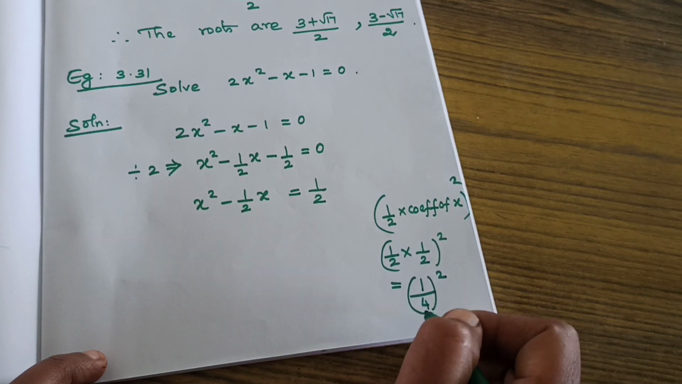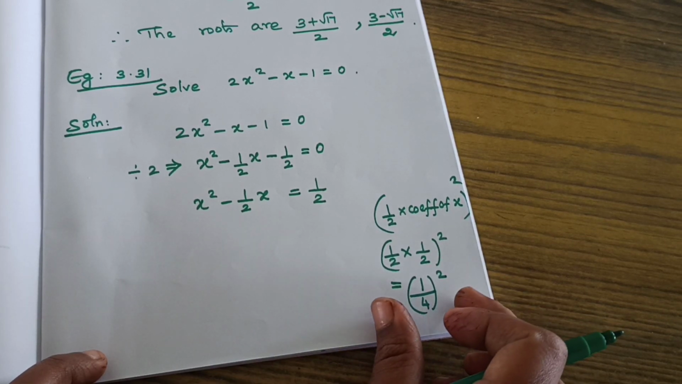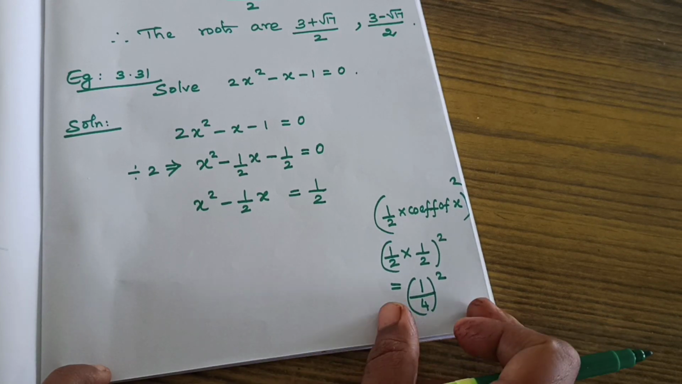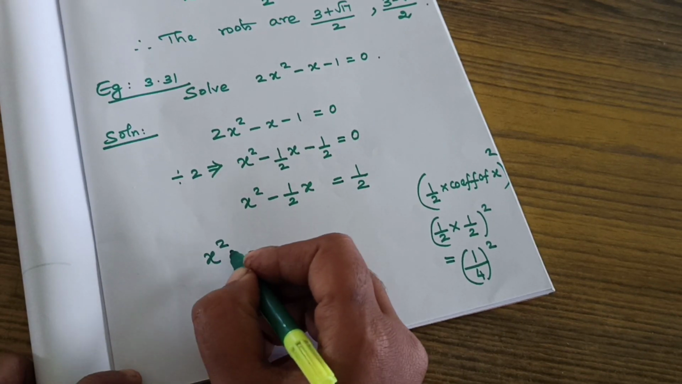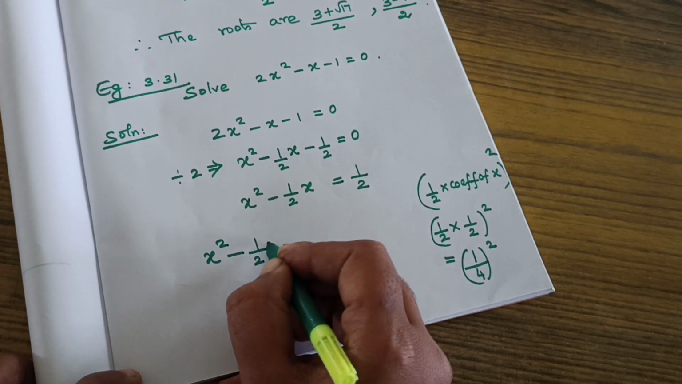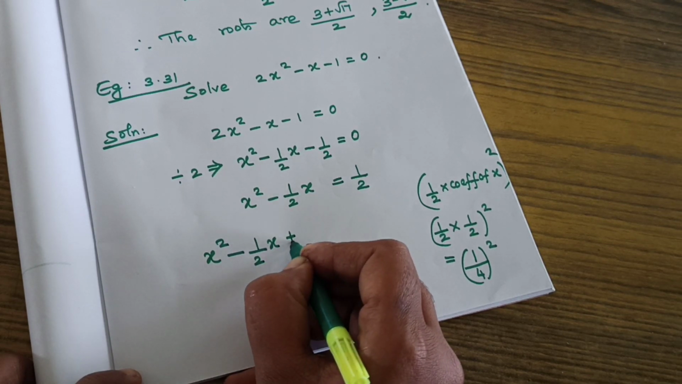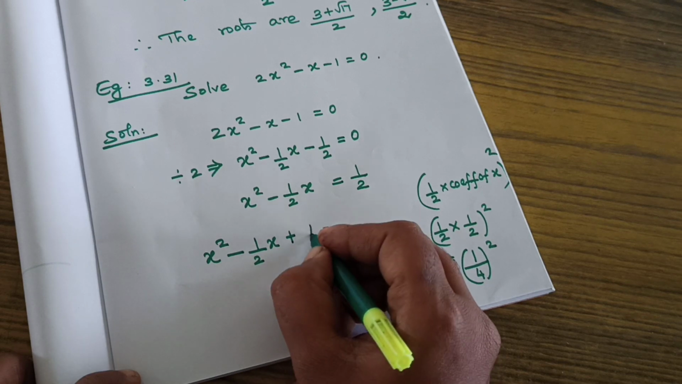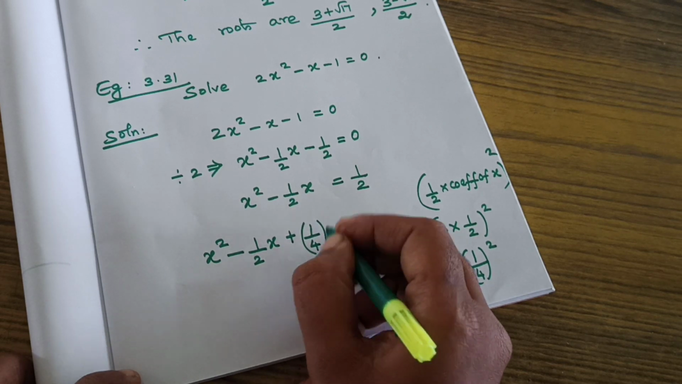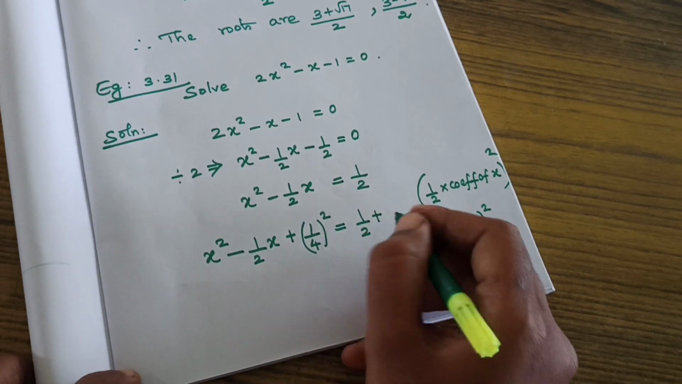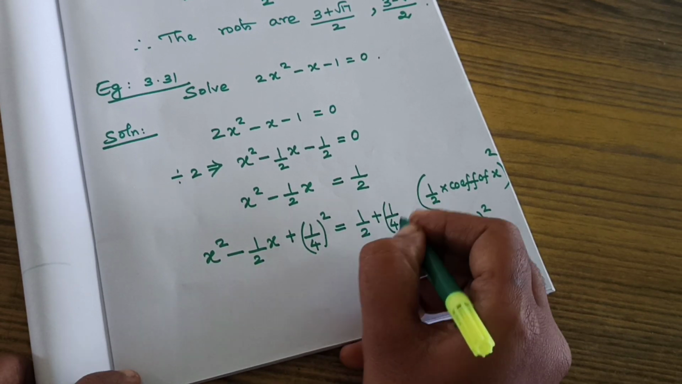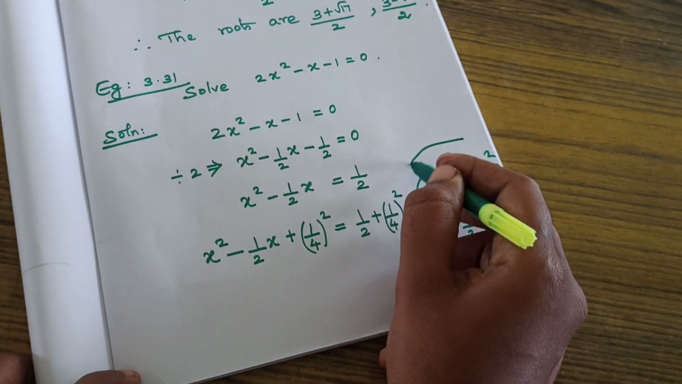Okay. Don't take the square here. This form only we need. So this term you need to add on both sides. So x square minus 1 by 2x plus, we want to add, no? 1 by 4 the whole square, which is equal to 1 by 2 plus, on both sides you need to add that format, 1 by 4 the whole square.